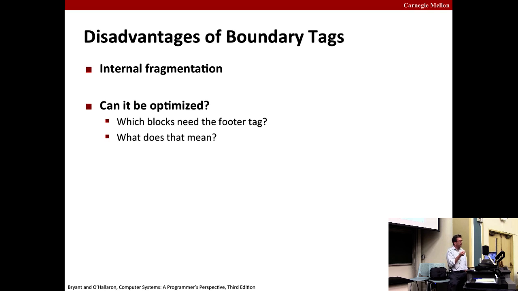So remember, because of our alignment, we've got at least 3 or 4 bits that are always 0. We're only using one of them. So why not use another one to contain the allocation status of the previous block? Okay, very good.